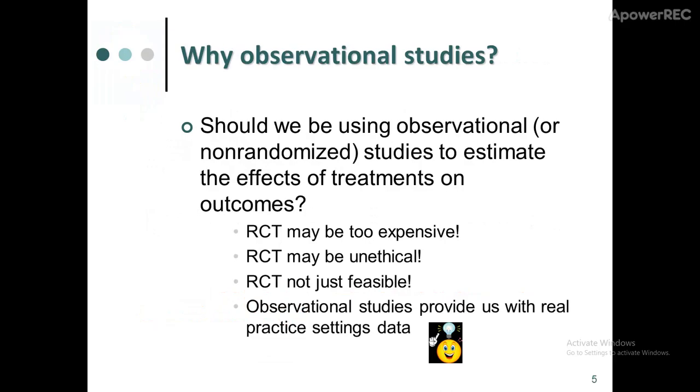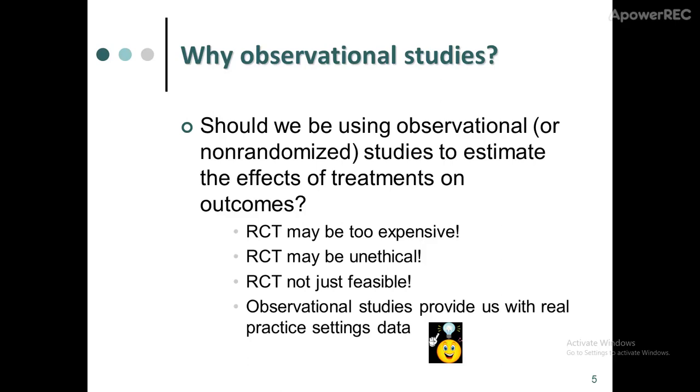With that said, should we even be using observational studies to estimate the effects of treatment on outcomes? Maybe we should, because we may not always be able to conduct RCTs to inform clinical decisions, as this may actually be too expensive or unethical in certain cases, while in other cases they may just not be feasible. Moreover, shouldn't we try to explore the real-world settings data that observational studies provide rather than the potentially artificial settings data from RCTs, which may not have real-world applications?